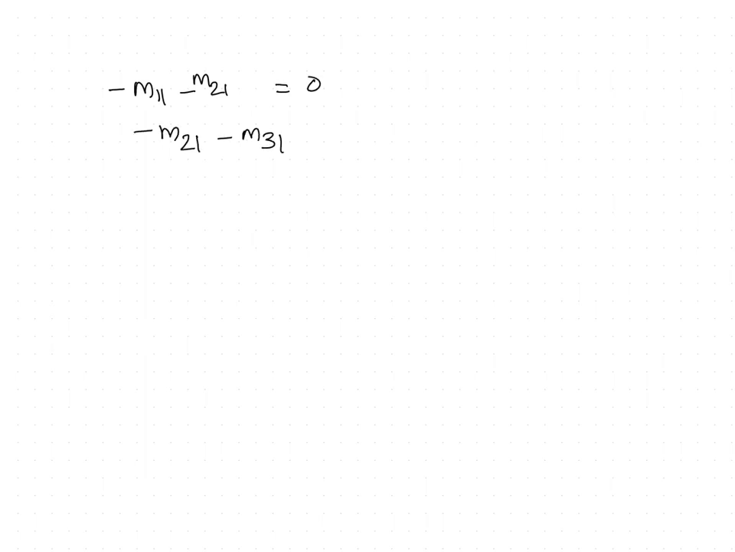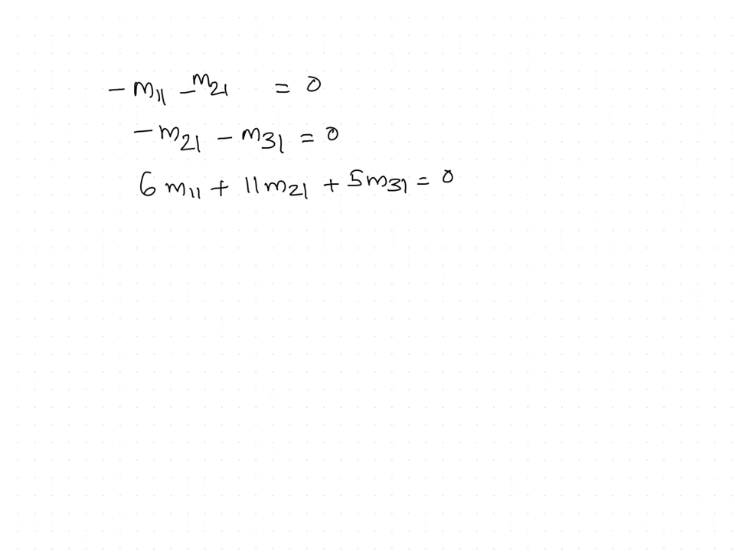This results in minus m11 minus m21 equal to 0, minus m21 minus m31 equal to 0, and 6 m11 plus 11 m21 plus 5 m31 equal to 0. We can see that the solution for these three equations can be m11 equal to 0, m21 equal to 0 and m31 equal to 0, but we should not take that.